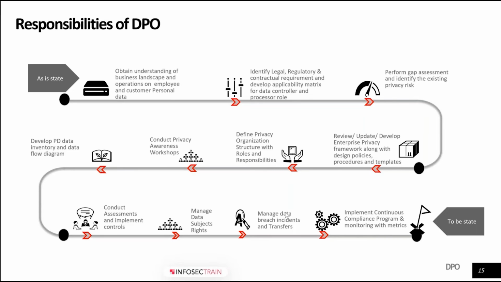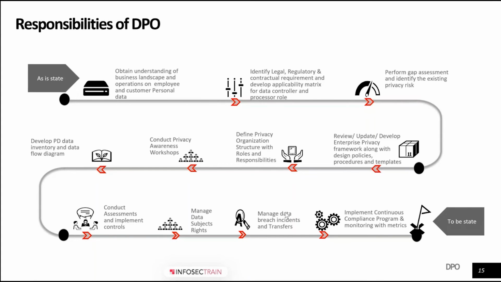Likewise, we have SEBI, we have TRAI. There are so many sectoral regulators who have a very important role in the data privacy implementation and enforcement path. They might give more stringent requirements over and above what is there in the DPDP Act. They may not dilute what is there, but they might give even more specific requirements. So it's very important for us to understand the business landscape.